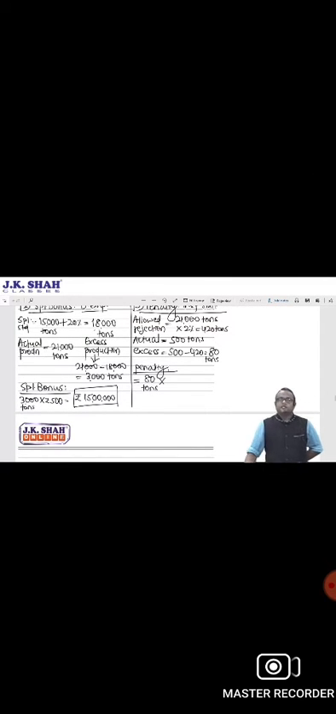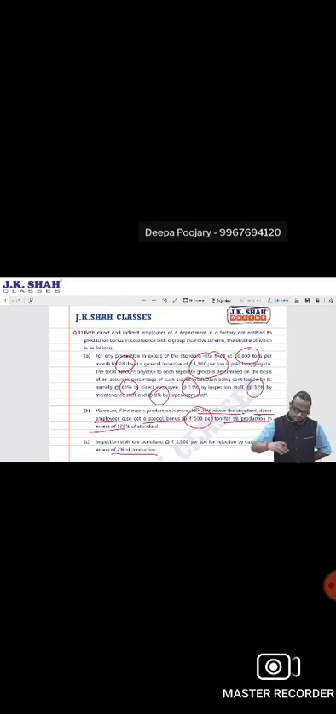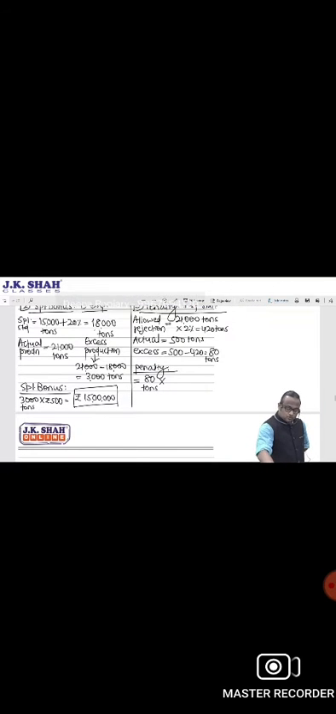So penalty will be 80 tons multiplied by. 80 tons is your additional wastage. So 80 multiplied by 2,000 per ton.